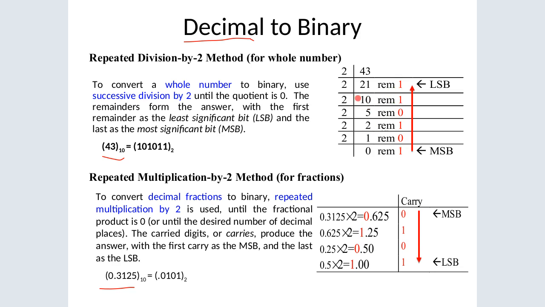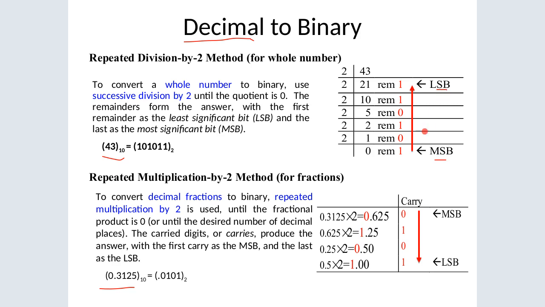Let's go. 10 you divide by 2, that is 5, with no remainder, remainder 0. Then 5 divided by 2 is 2, remainder 1. Then 2 divided by 2 is 1, remainder 0. 1 again divided by 2 is 0, remainder 1. After you take note of the remainders here, there's something indicated here as MSB and LSB. MSB stands for the most significant bit. LSB stands for least significant bit.